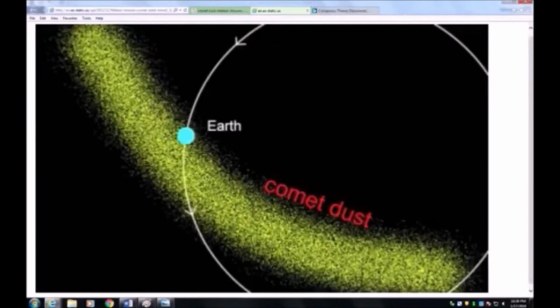The particles are pebble sized mostly, and they get up to the size of baseballs, softballs, and that kind of size. They're not usually very large, but they can be sizable.